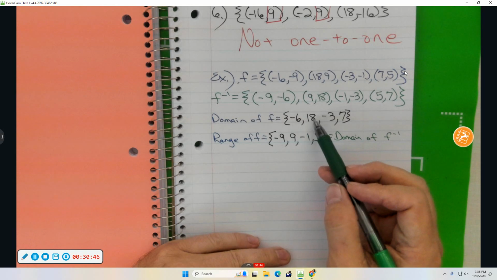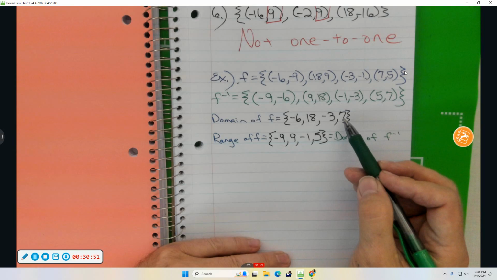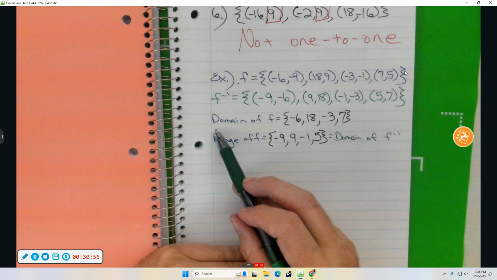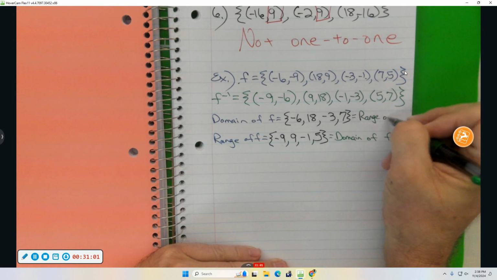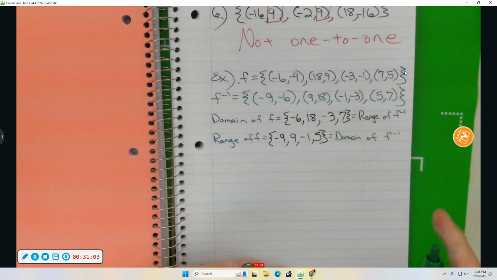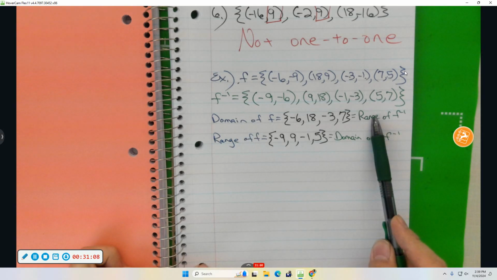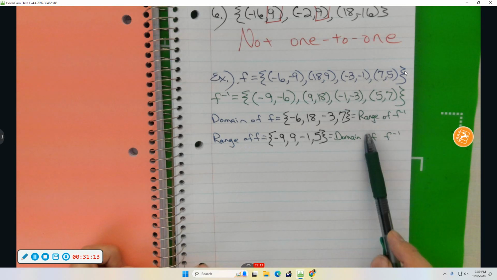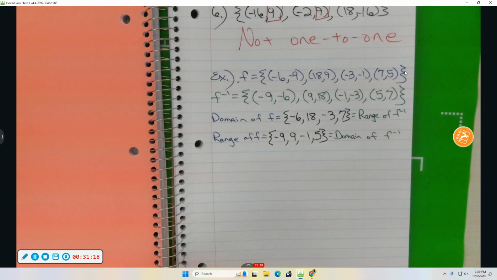-6, 18, I agree, -3. And so what have we just now shown? The range of f inverse is actually the domain of the original function f. Do y'all follow our logic here? Or do you follow my logic? The x's in the original become y's in the new function. The y's in the original become x's in the new function. Any questions there? Hopefully that should be obvious, the way the y's and x's are being swapped.